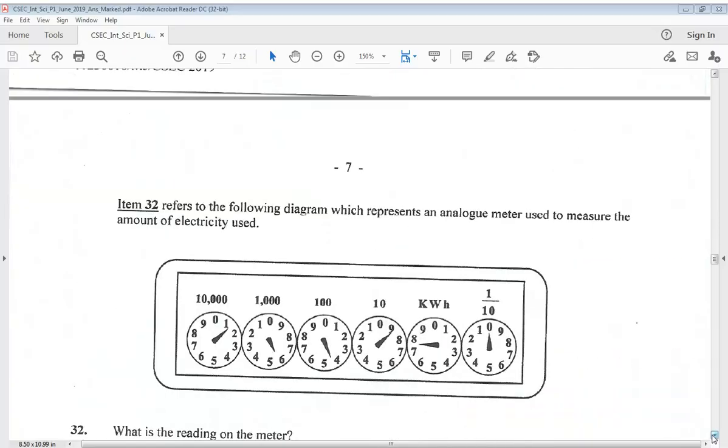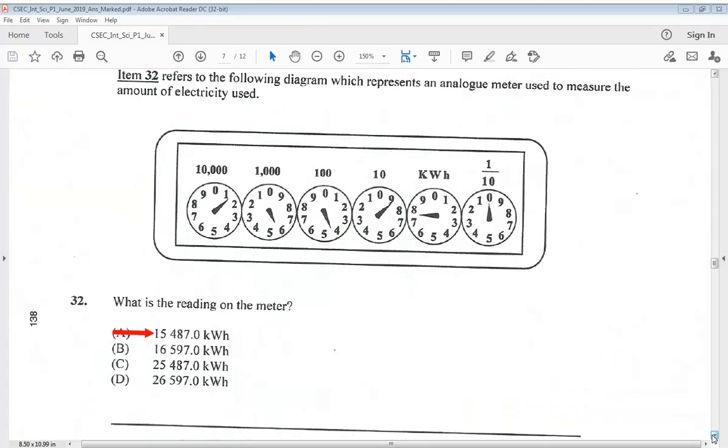Let's go to 32. Item 32 refers to the following diagram, which represents an analog meter used to measure the amount of electricity used. So what is the reading on the meter? So it is 15,487 kilowatts. So the answer is A.